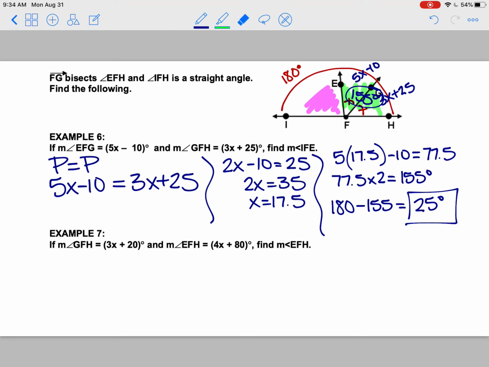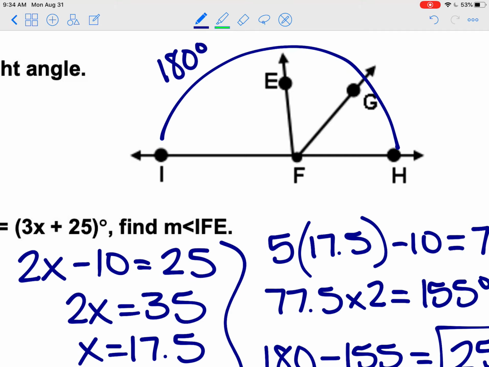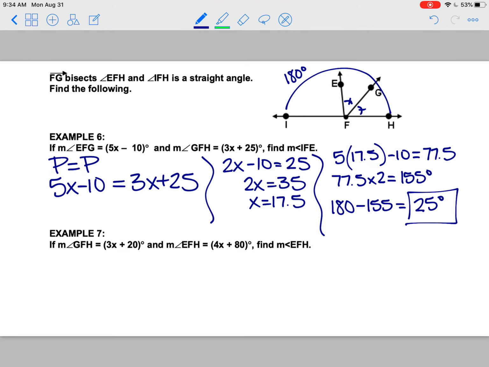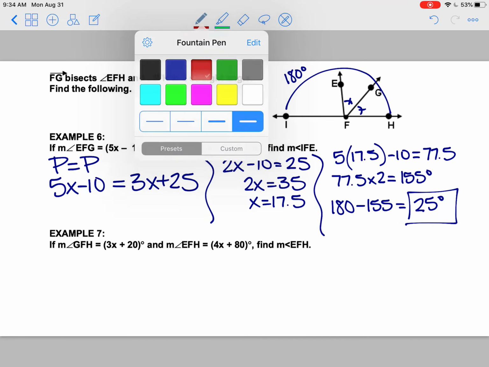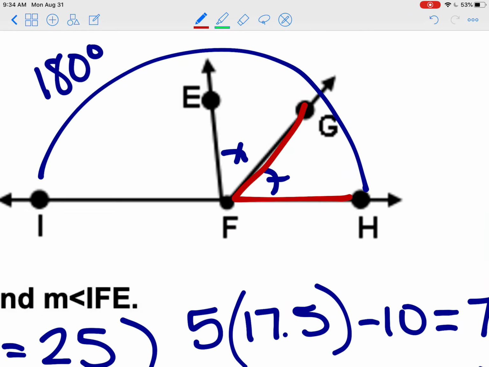Okay, last question here. I'm going to erase my scratch work there, but I will be putting back my givens. I was given at the beginning that that was 180 degrees, and I was given that these two are congruent because FG is a bisector. So now let's label what was given in example 7. GFH, so I can trace here, GFH is 3x plus 20.